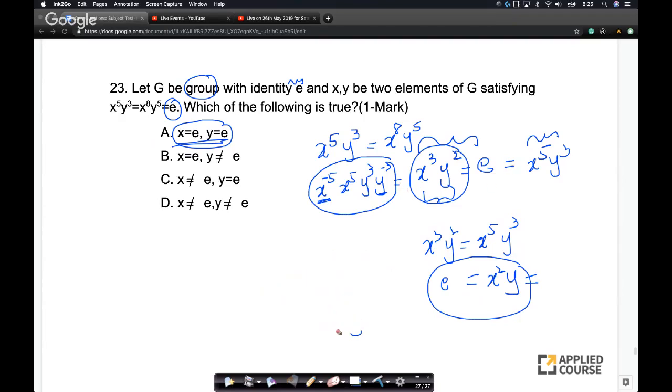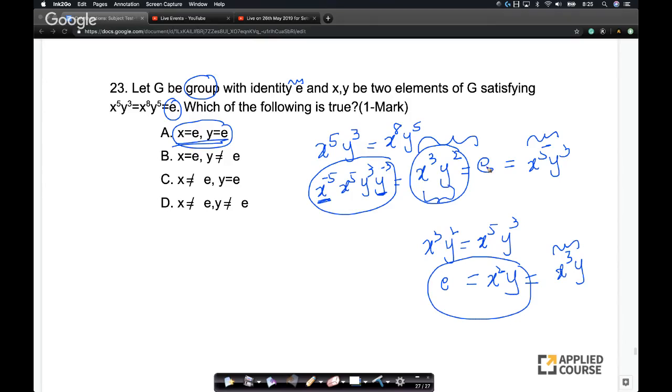So let me erase this and take a step back. We got e equals x^2 y. Can I write this as x^3 y? If I can write this as x^3 y, I've solved it. Now, how can I write this as x^3 y? x^2 y is here. What is x^3 y? Just give me a sec, I'm trying to figure this out. This shouldn't be tricky because I solved this earlier in the day.